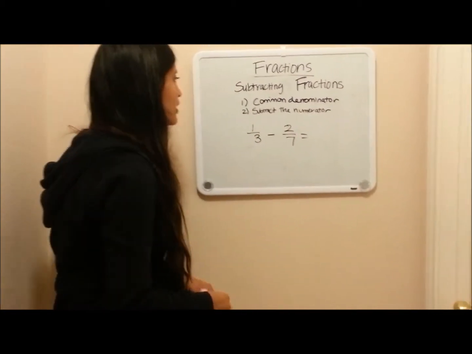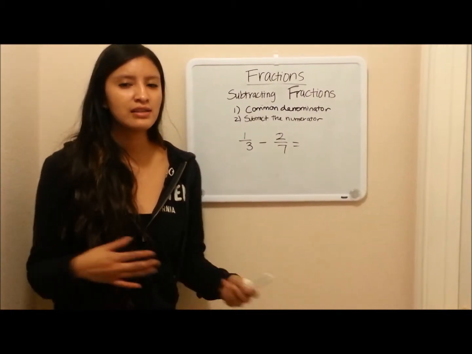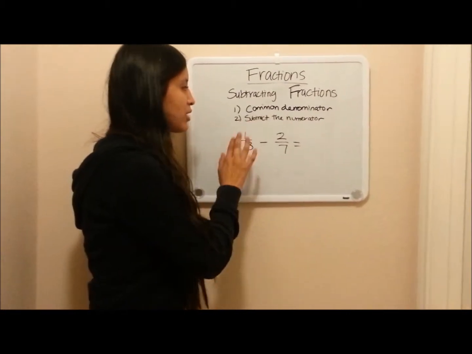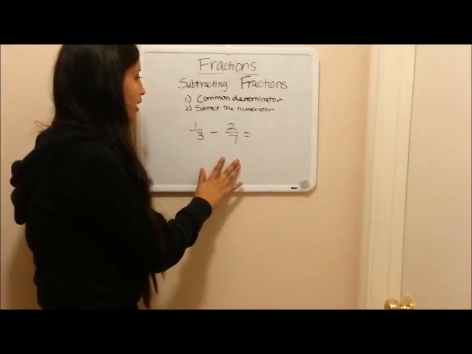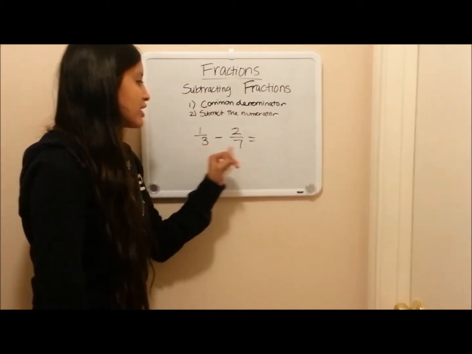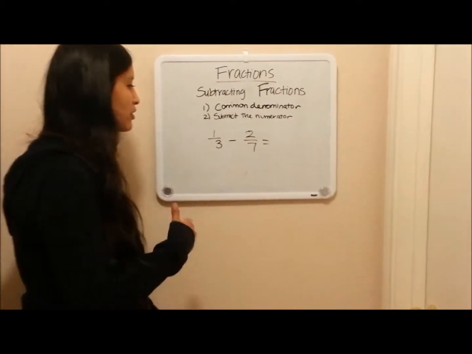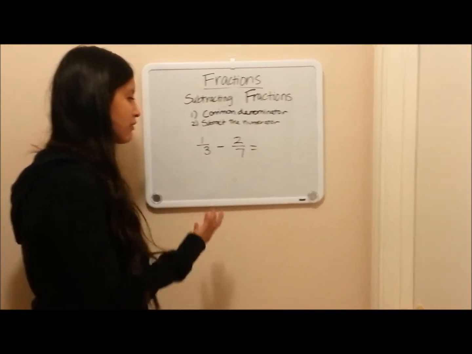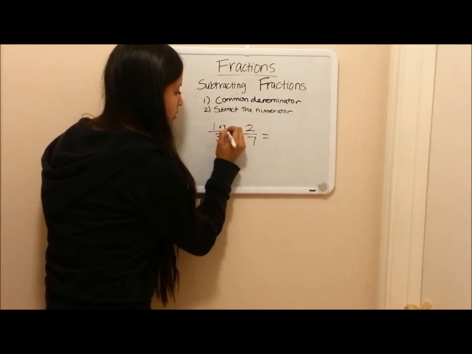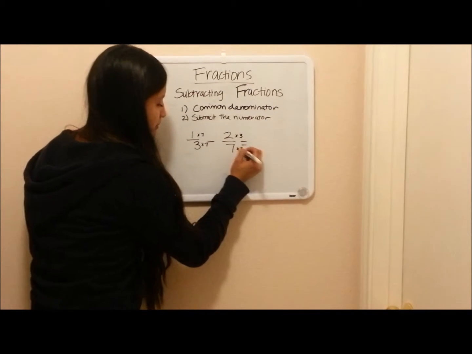Okay, so now we're going to do subtracting fractions. It's the same concept as adding fractions, but instead you're just subtracting. For subtracting fractions, you have to have the common denominator as well, and you subtract the numerators. So for this one, we have 3 and 7. It's the same problem. Like in the last problem, we have to find the smallest number that can be divided by 3 and 7 to find a common denominator. On this side, we're going to multiply by 7, and on this side, we're going to multiply by 3.